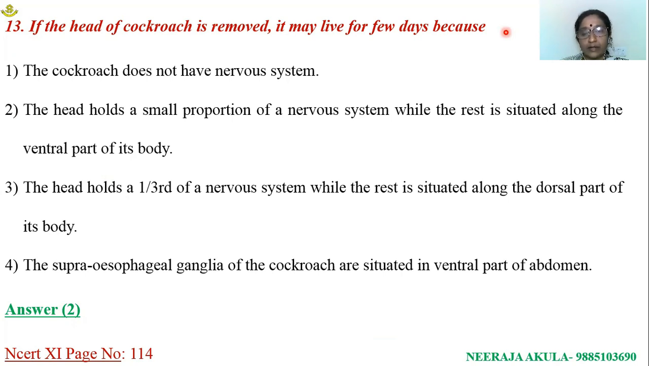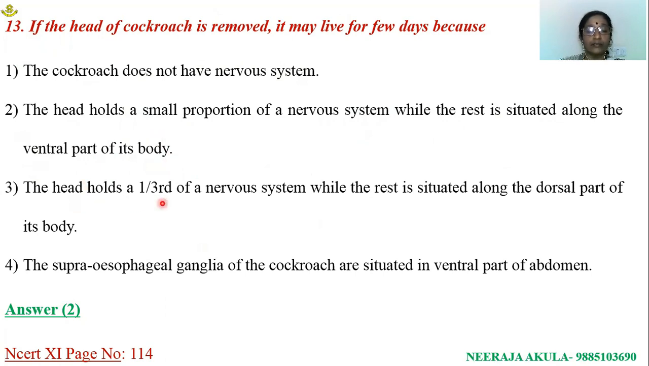Major portion of the nervous system is located in the thorax and abdomen region. In the head region, only a small portion of the nervous system is present. So let us see the statements. The cockroach does not have nervous system. It's a wrong statement. The head holds a small portion of nervous system while the rest is situated along the ventral part of the body. It's a correct statement.